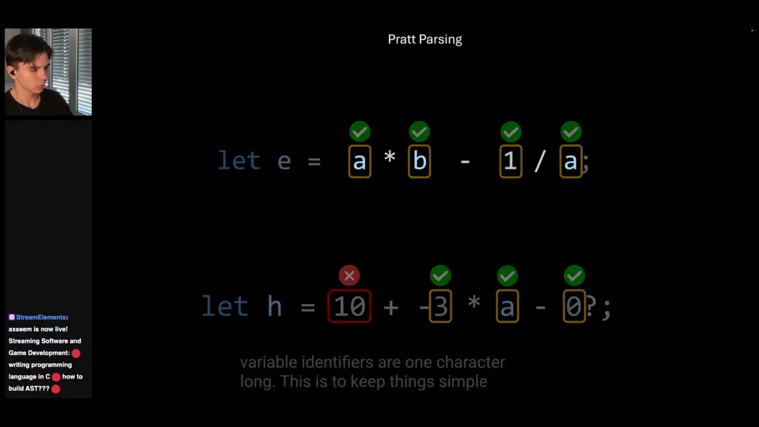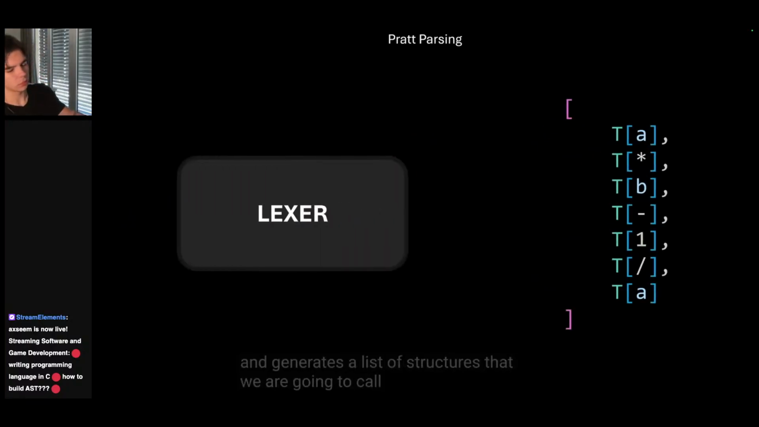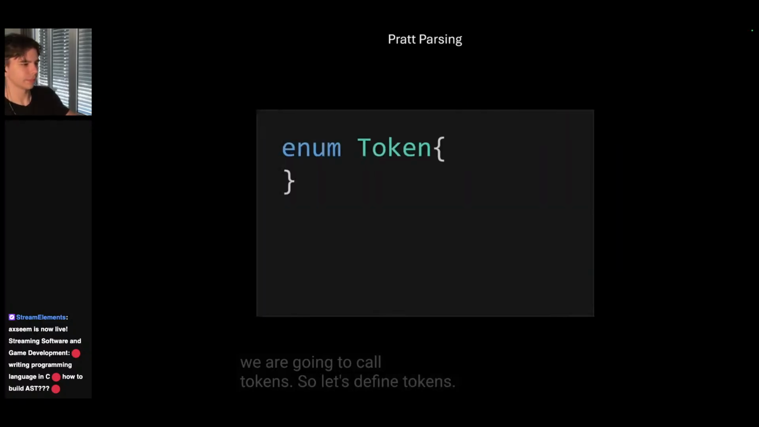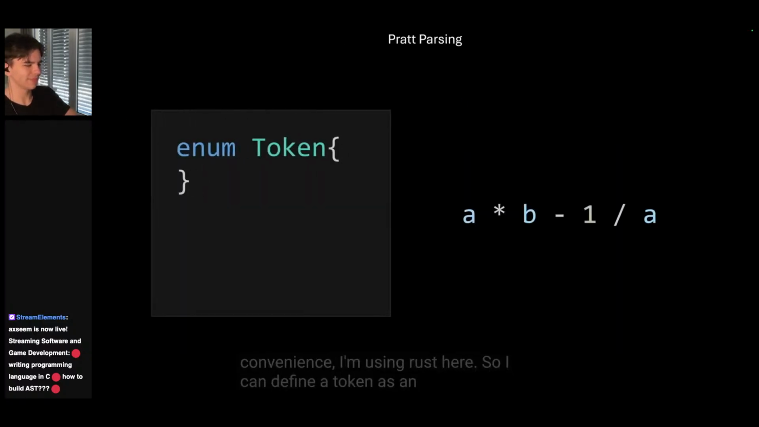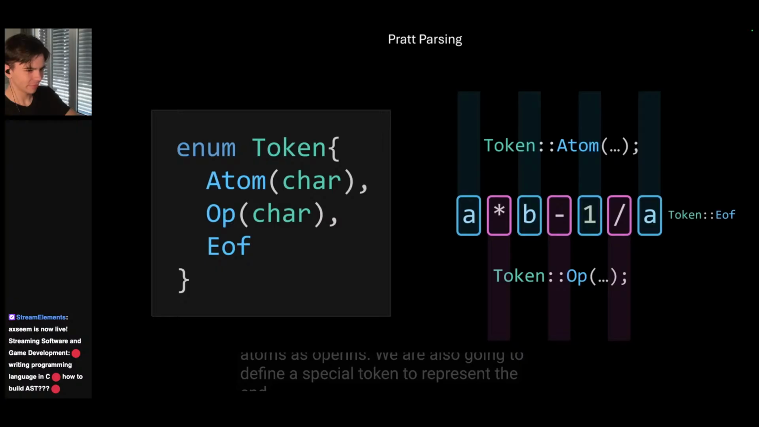This is to keep things simple, since we need to create a component called a lexer, which takes the string and generates a list of structures that we are going to call tokens. Okay. So let's define tokens. For convenience, I'm using Rust here, so I can define a token as an enum, which can be either an atom or an operator. Convenient. It might be more intuitive to refer to atoms as operands. We are also going to define a special token to represent the end of file.